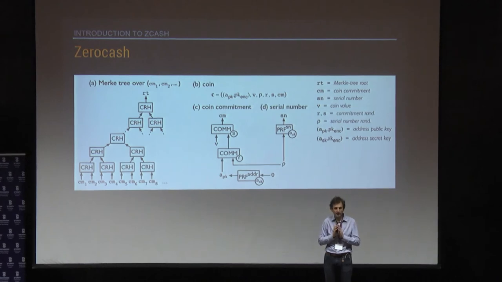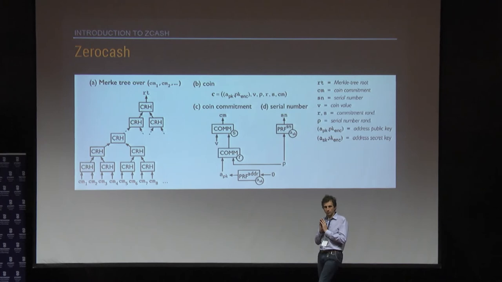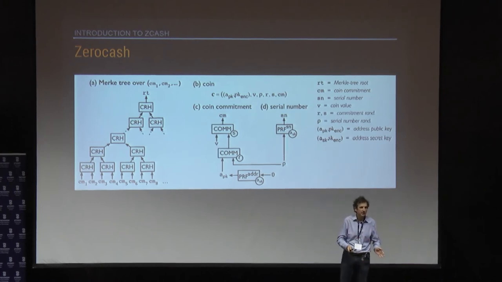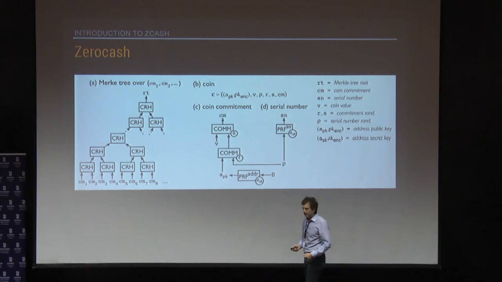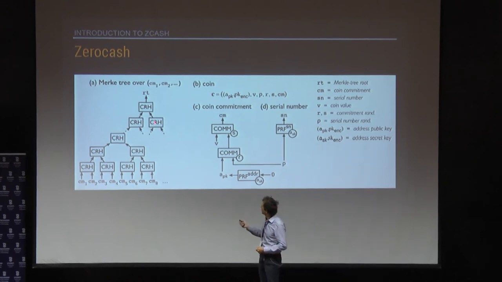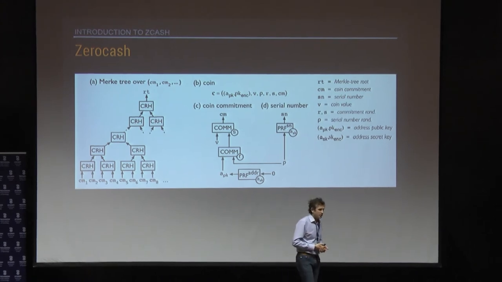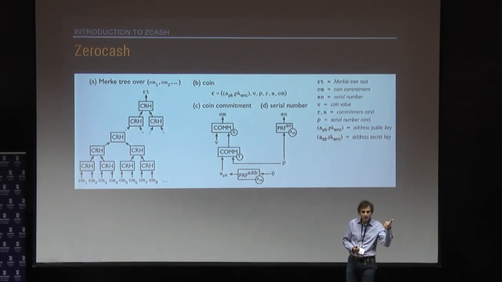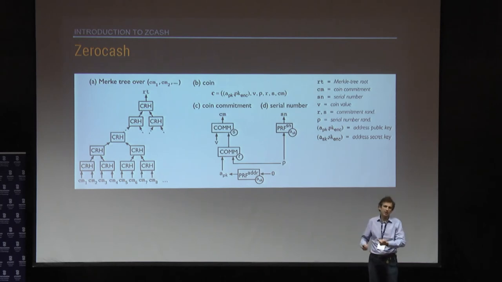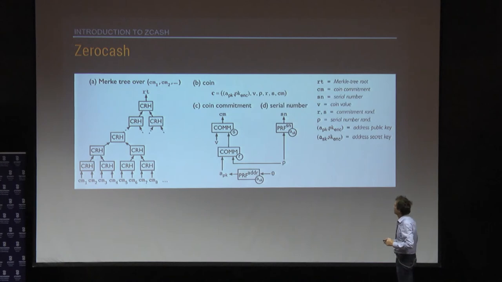Okay? So that proves that I know the secret of one of the coins, but it doesn't reveal which coin. Now we have to do a bunch more work, because this proves that I know the secret for one of the coins, but we also make sure that I haven't spent it before, and we want to give my recipient a fresh coin so they can spend it. Okay, so now we have a bunch more additions we need to add. But just wait.